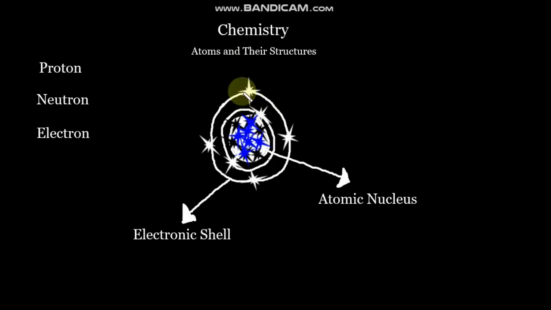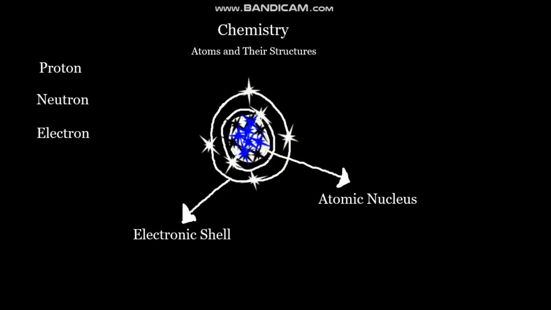So I've put white stars on the electronic shell. In here there are two electronic shells. It depends on the kind of atom. There may be two or more than two electronic shells, but for now let's just leave it with two electronic shells.